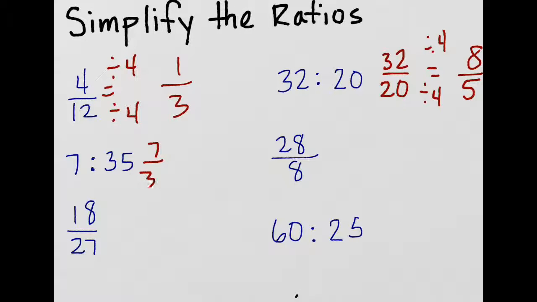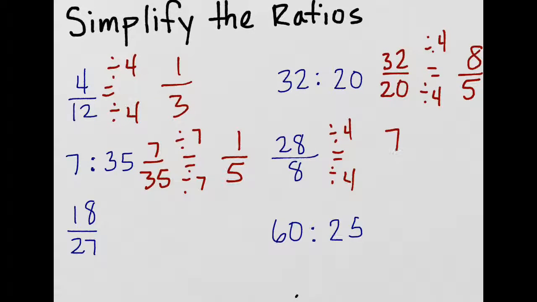Let's do the next one. 7 over 35. Rewrite it. And we find the number that will go into both. The greatest number that goes into both is 7. And that will give us a simplified ratio of 1 to 5. This next one, another improper fraction looking thing. The ratio is 28 to 8. When we simplify it, the number that goes into both, the greatest common factor, is 4. So 4 goes into 28 7 times, and 4 goes into 8 2 times. So 7 to 2 is our simplified ratio.